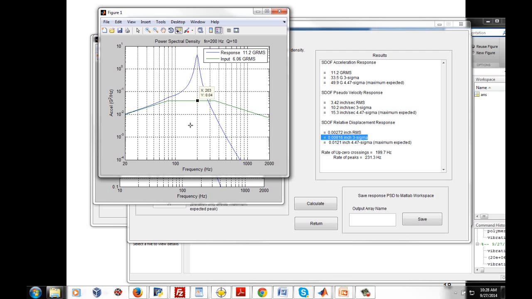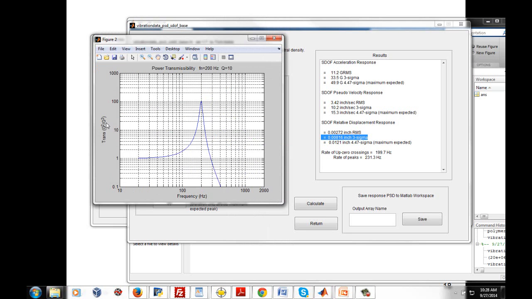So far so good here. There's also a power transmissibility plot, G square out over G square in versus frequency in hertz. We've talked about these before. We get unity gain at the lower natural frequencies. Then as the frequency approaches the natural frequency, we get the resonant dynamic amplification.